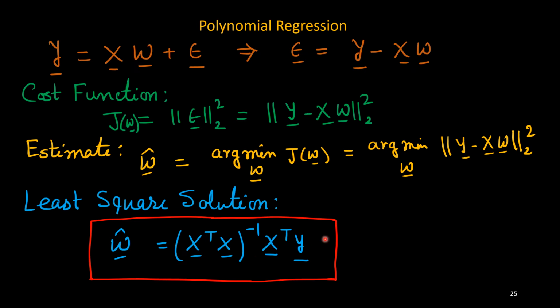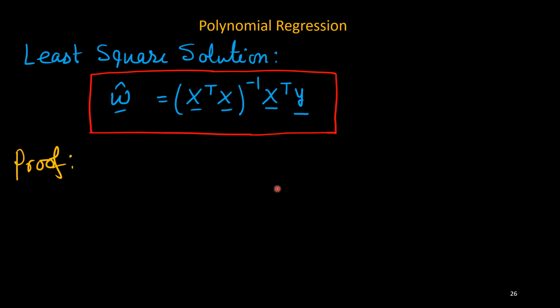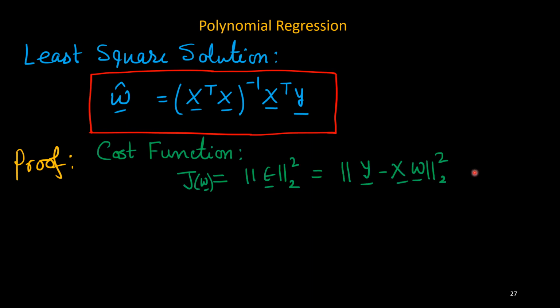We need to understand this, because we are going to discuss Ridge regression, so we have to understand this part well. First we will try to prove this quickly, and its proof is very easy. We'll start from this cost function, which is your L2 norm square, right? That we want to minimize.